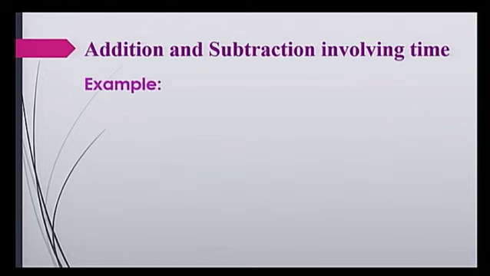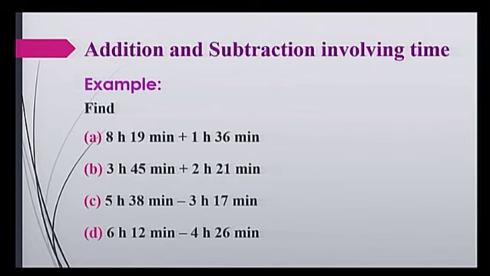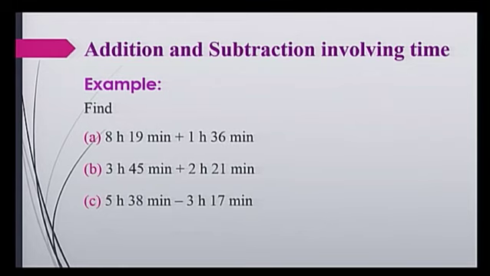Let us consider an example. Find part A, 8 hours 19 minutes plus 1 hour 36 minutes. Part B, 3 hours 45 minutes plus 2 hours 21 minutes, and part C, 5 hours 38 minutes minus 3 hours 17 minutes. Part D, 6 hours 12 minutes minus 4 hours 26 minutes. Let us have a look at the solution.